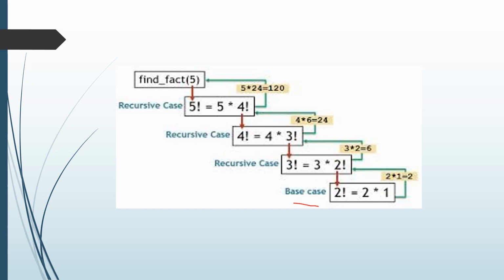So 5 factorial equals 5 into 4 factorial. We can write 4 factorial as 4 into 3 into 2 into 1. So 5 into 4 into 3 into 2 into 1 gives the value 120. 4 factorial will be 4 into 3 into 2 into 1, which is 24. 3 factorial will be 3 into 2 into 1, which is 6. And 2 factorial will be 2 into 1, which is 2 only.